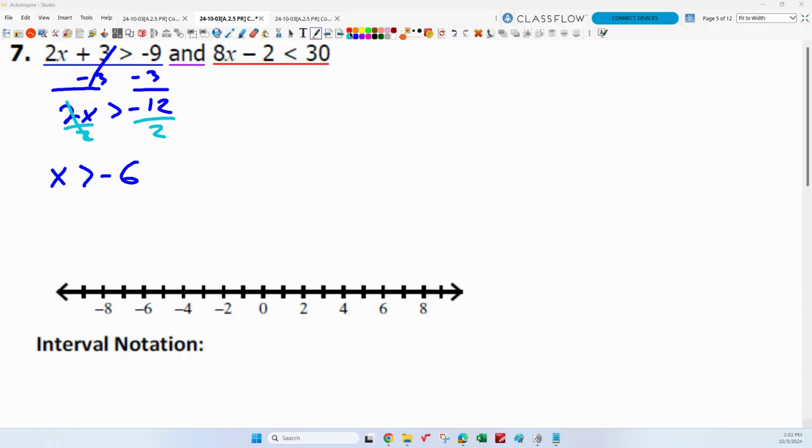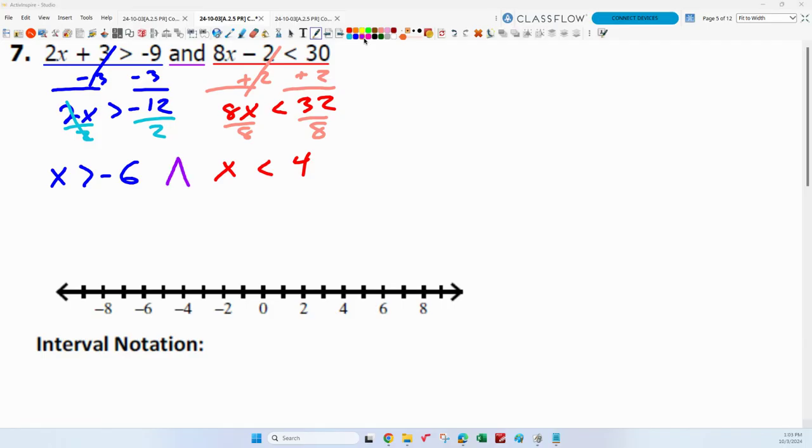How about the red one? I want the two steps in order on the red one. Spencer, what do you think? What's the first step? Add 2, perfect, and then? Excellent, that's what we do. So we add 2, we get 8x is less than 32, divide by 8, and we end up with x is less than, what, 4? And we'll connect those with our "and" symbol.